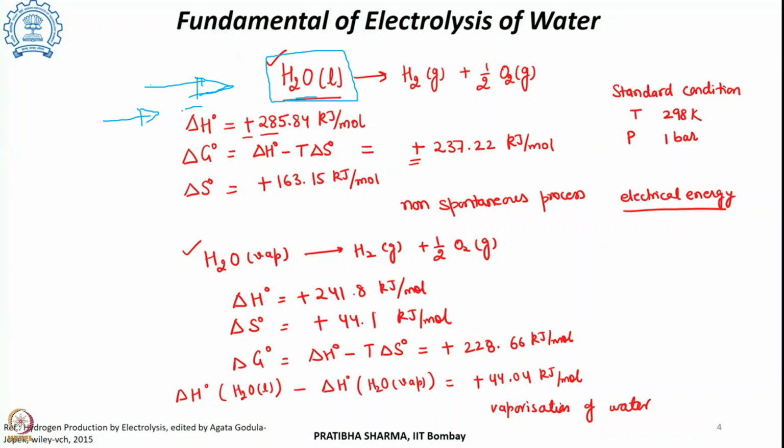This is the delta H. Delta H is the total enthalpy. Total enthalpy means the total heat energy required for splitting one mole of water. This 285.84 kilojoule heat is required to split 1 mole of liquid water, and gives free energy.